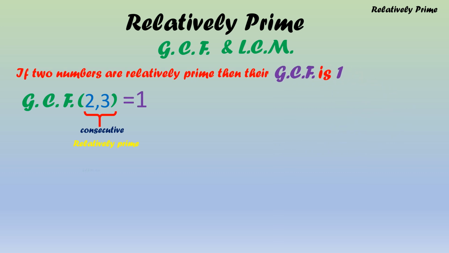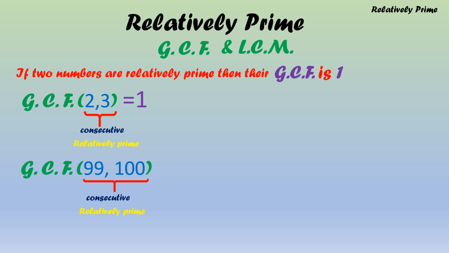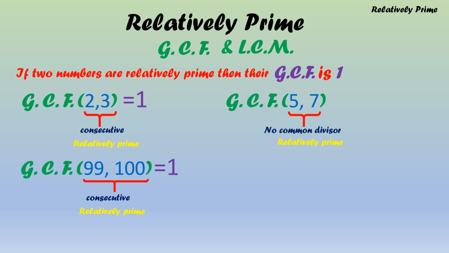Let's take another example. What's the greatest common factor of 99 and 100? 99 and 100 are two consecutive numbers, so they are relatively prime. Their greatest common factor is equal to 1. What's the greatest common factor of 5 and 7? 5 and 7 have no common divisor, so they are relatively prime. Then their greatest common factor is equal to 1.